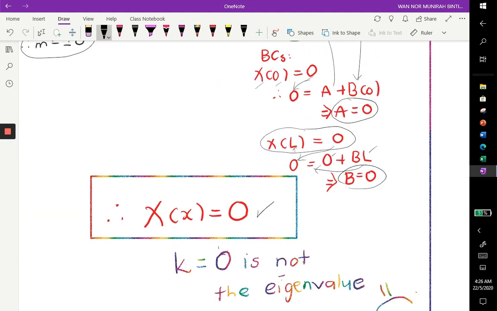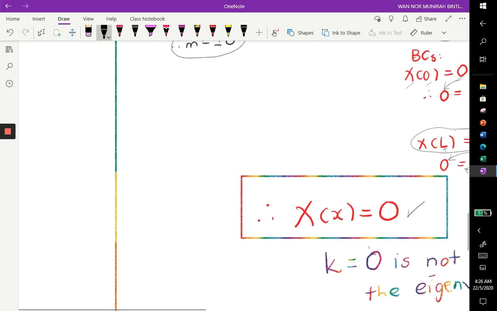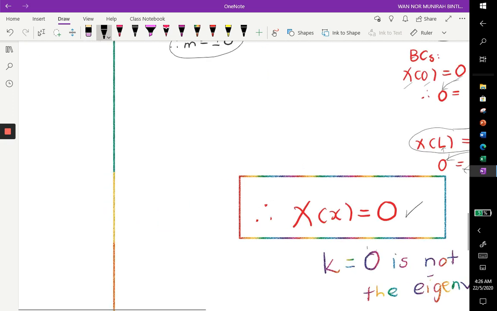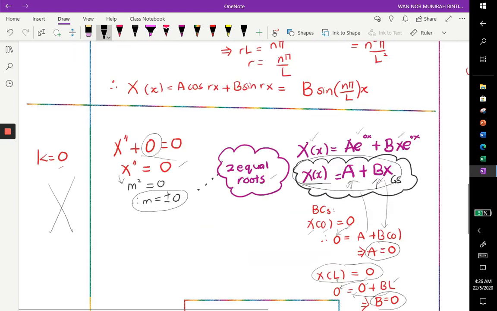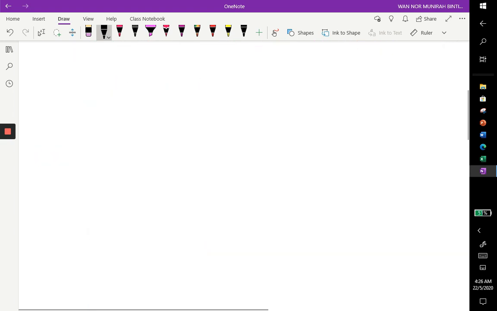Therefore, we can conclude that K equals 0 is not an eigenvalue, because K equals 0 makes the solution X equals 0. So this is not what we want. This is not the solution we are looking for. This is not correct, and the first one is also not correct. We hope that in the next case of K we will get a non-zero solution.